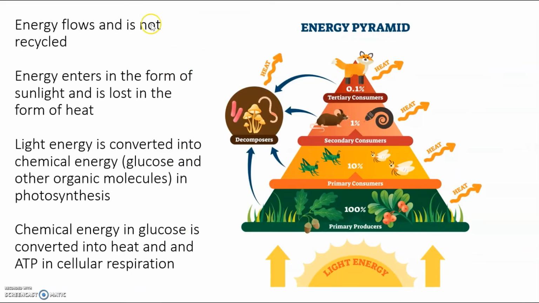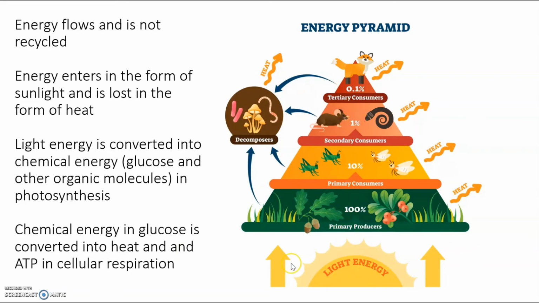So yeah, to sum up, energy flows and it's not recycled. Energy enters in the form of sunlight and is lost again from the ecosystem in the form of heat. So what happens first is that the light energy is converted into chemical energy, first in the form of glucose, and then later on glucose can be put together, or ATP can be used to build other organic molecules. And chemical energy in glucose is then converted into heat and ATP when the glucose is broken down in cellular respiration. And this can be shown in the form of an energy pyramid, right?